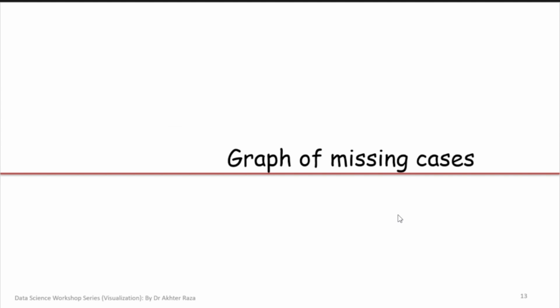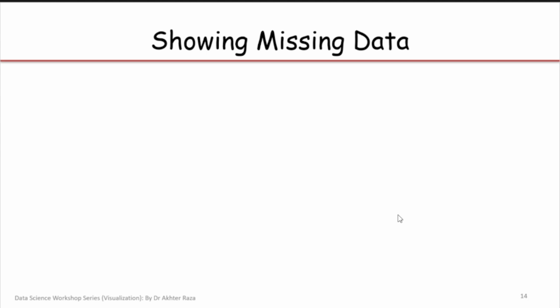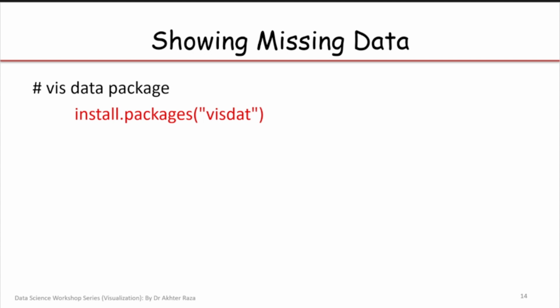Graph of the missing cases. This is the first visualization that I am going to describe here. Missing numbers can be represented by using a package. The name of the package is the visdat package. Firstly, you have to install the package by the command install.packages visdat. Then you have to include the library in R.